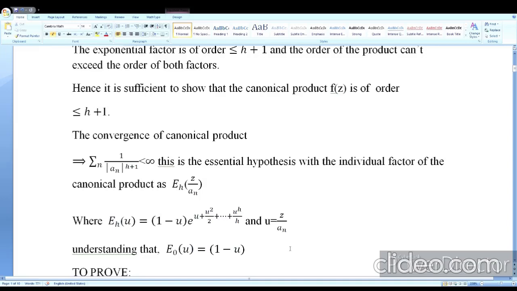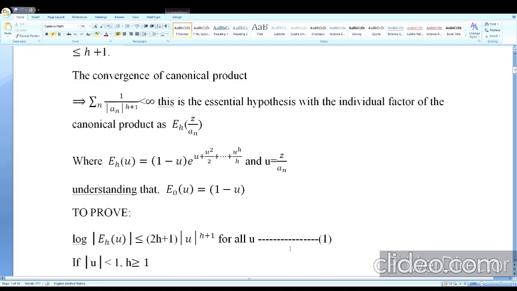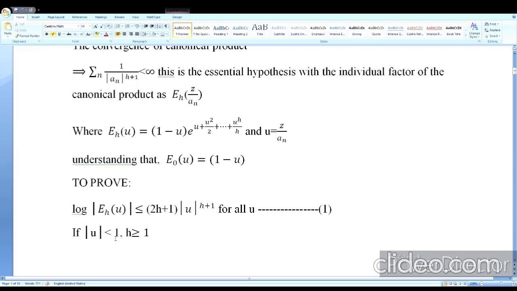Now we are going to prove two inequalities for all u and for all h. First inequality is this: log modulus of Eh(u) is less than or equal to (2h + 1) times modulus of u power h + 1 for all u. First let us consider modulus of u less than 1 and h greater than or equal to 1.